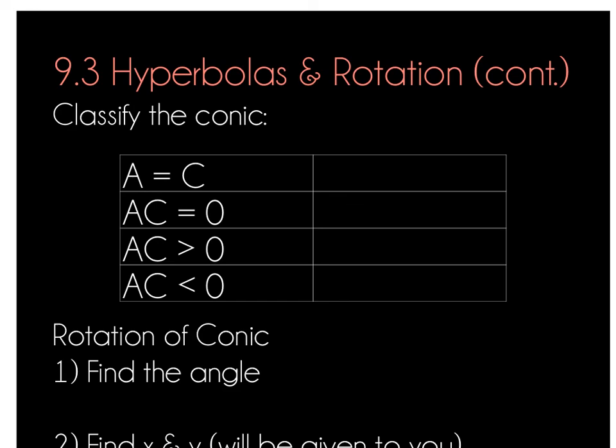So if A equals C, what kind of conic is it? Circle. If A times C is 0, parabola, that means that one of them is missing, right? So you're going to only have one squared term. That should make sense. If their product is positive, but they are not the same, then it's an ellipse. And if their product is negative, then it's a hyperbola.